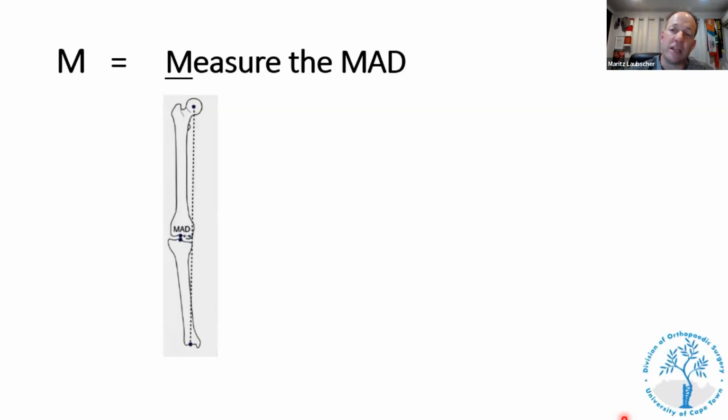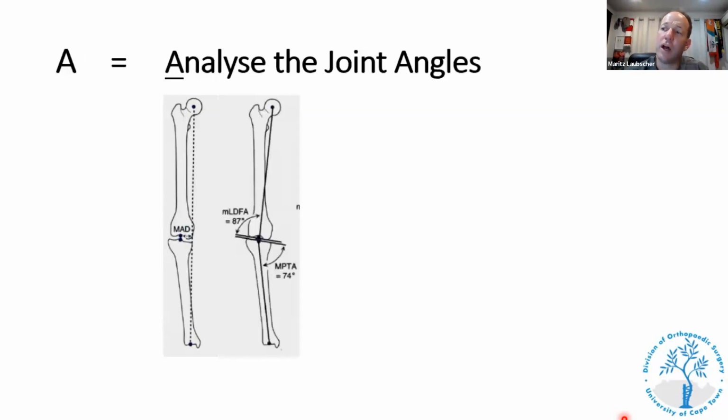Now you want to erase or delete that mechanical axis of the overall limb. Now you draw the mechanical axis of the individual limb segments. So you draw an axis from the middle of the femur to the middle of the knee, and from the middle of the knee to the middle of the ankle. And now you measure your joint angles with the mechanical axis.